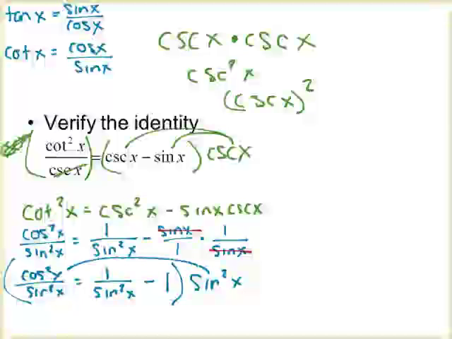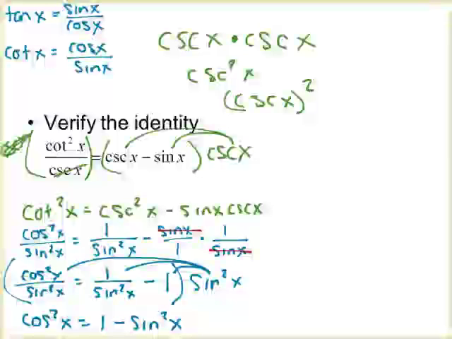We're not done yet because we still don't have a clear something equals itself or a definite true identity. So I get cosine squared of x equals 1 minus sine squared of x. One more step and we're done with this one.